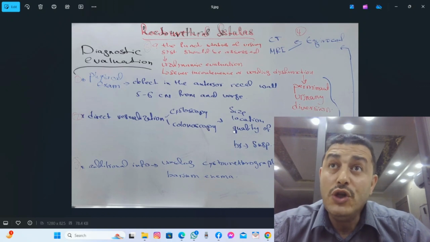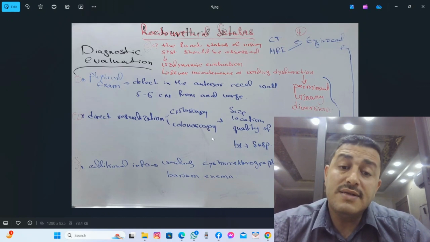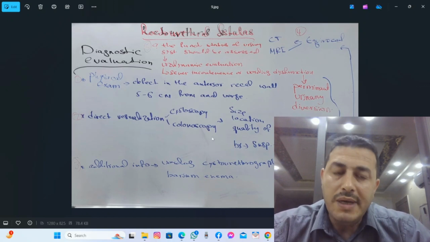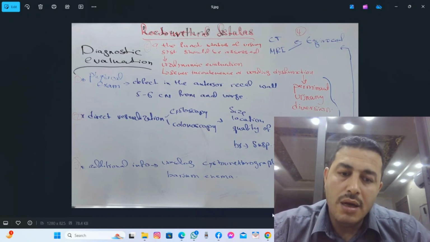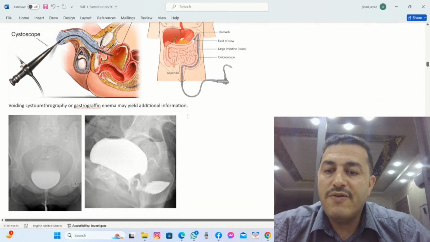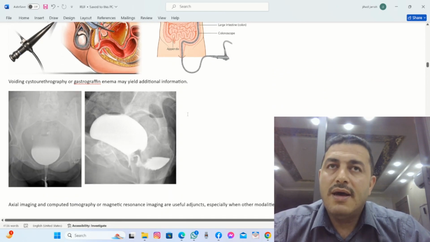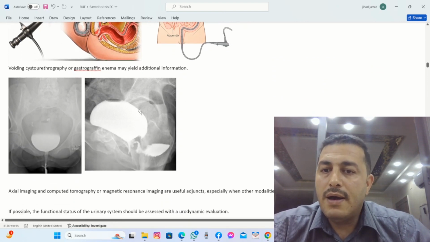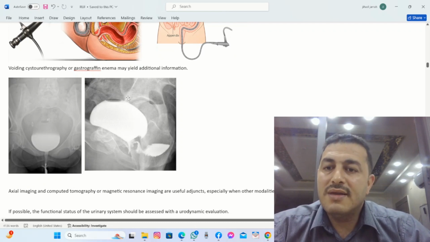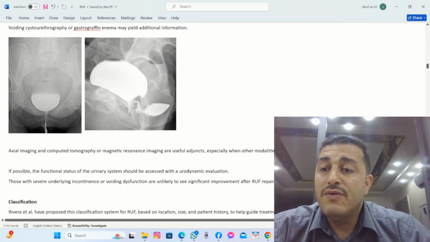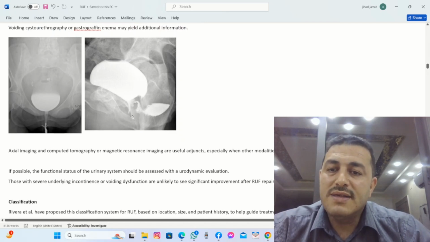For the voiding, we will see voiding cystourethrography and barium enema. Actually, these are additional imaging if we need additional information. What I mean is that these are not mandatory in your evaluation. This is the voiding urethrography. This is actually retrograde urethrography, or vesicography, I think it's called.